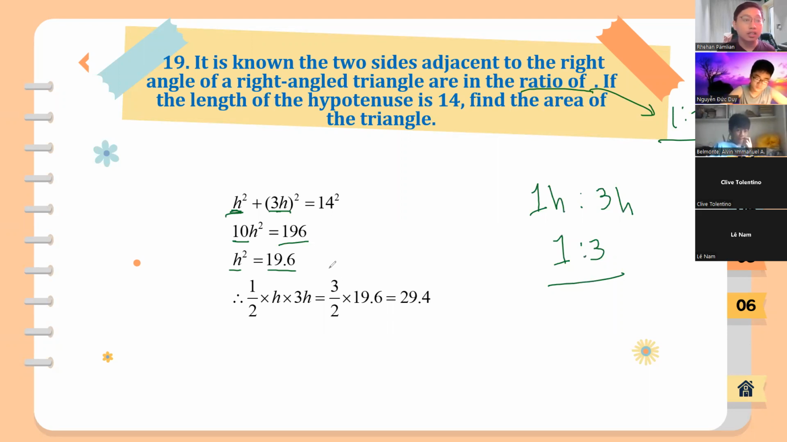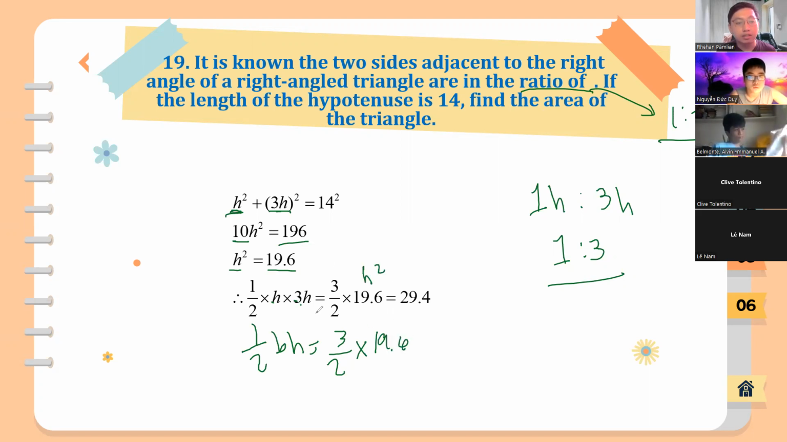Find the area of the triangle. So 1/2 base times height would be your formula. We know that h times 3h, the 3 would be multiplied with 1/2, so you'll get 3/2 multiplied by h squared. This is h squared now, correct? So with 19.6, which we have a value of, this is equal to 29.4. So the answer is 29.4.